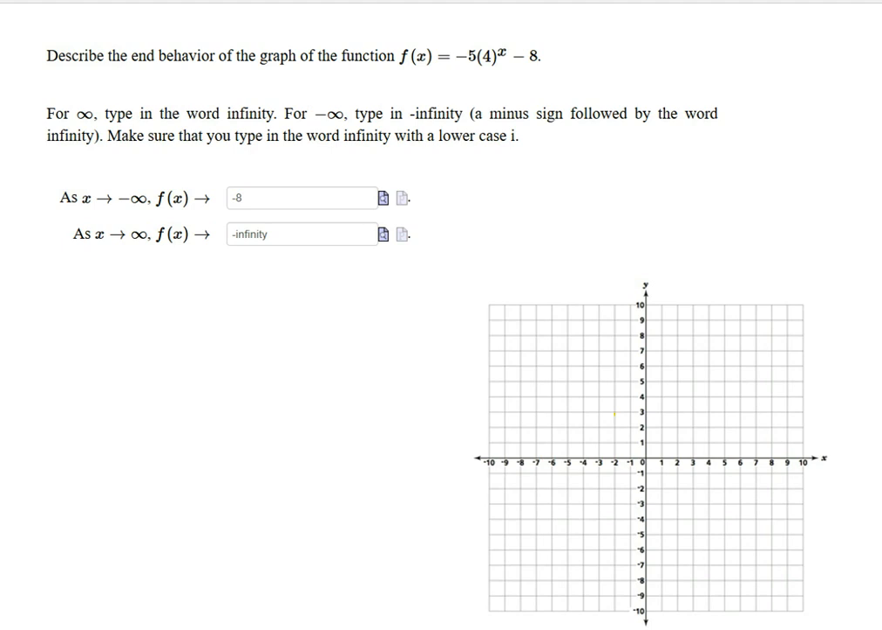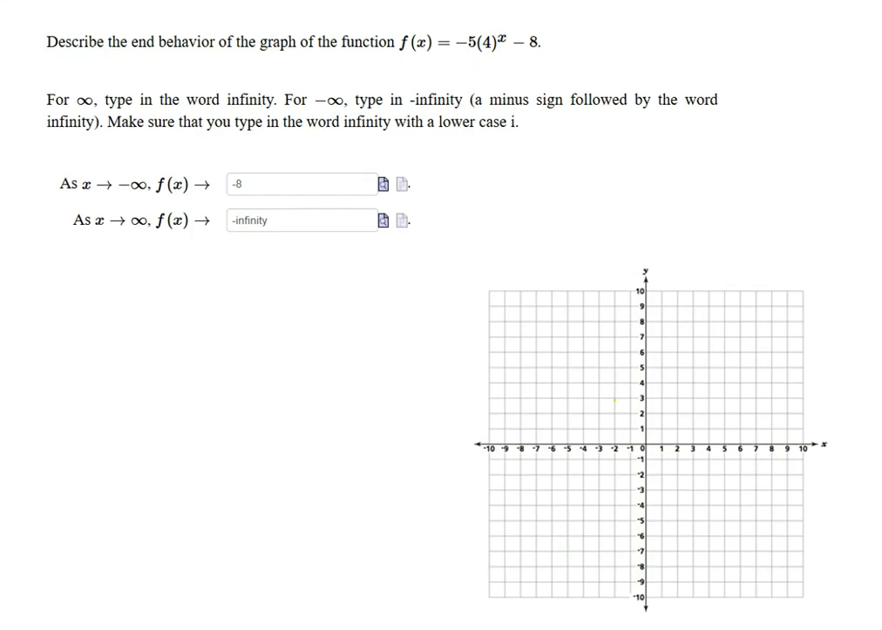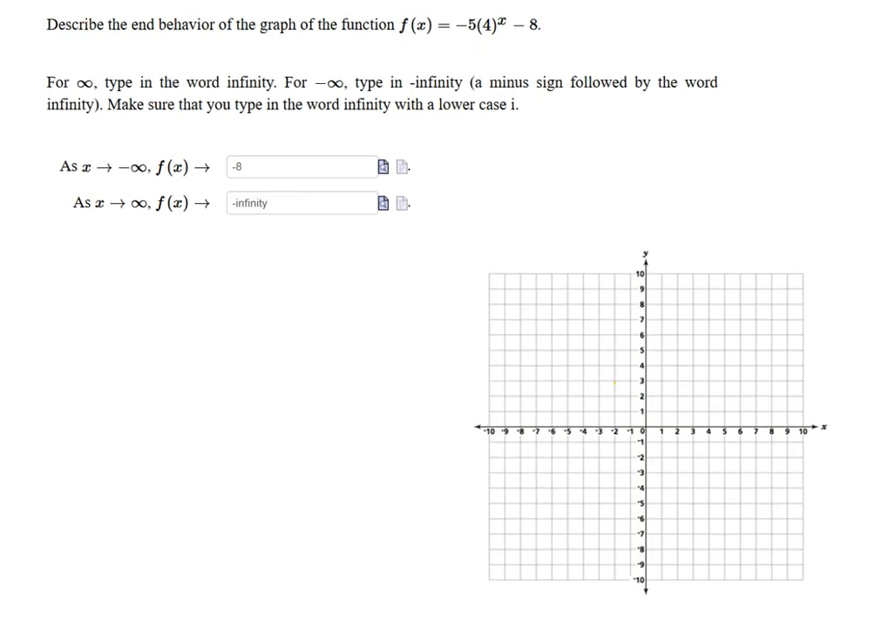Describe the end behavior of this graph. Okay, the graph of this function. Let's start with the fact that you have an exponential function because I have base 4 raised to the 4th power.